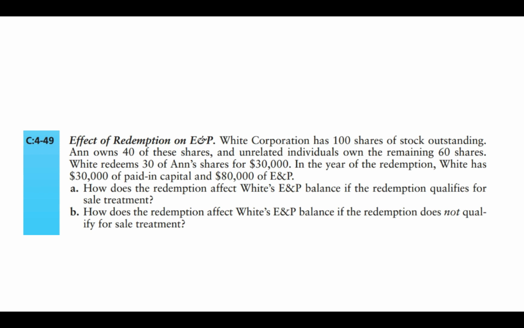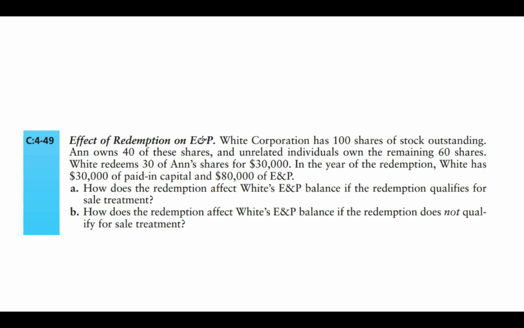All right, so White Corporation has 100 shares of stock outstanding. Ann owns 40 of those shares, and unrelated individuals own the remaining shares. White redeems 30 of Ann's shares for $30,000. In the year of redemption, White has $30,000 of paid-in capital and $80,000 of earnings and profits. How does this redemption affect White's earnings and profits balance if the redemption qualifies for sale treatment?